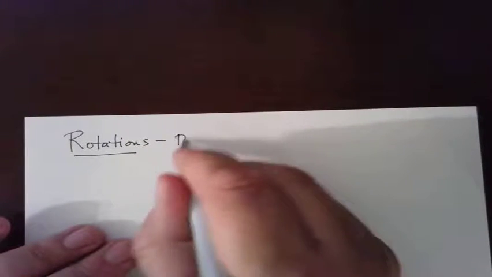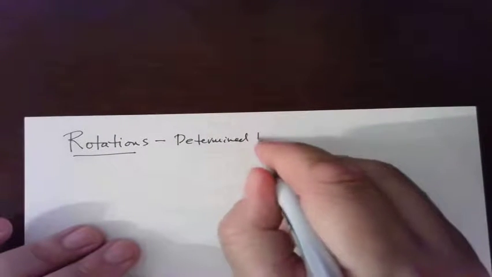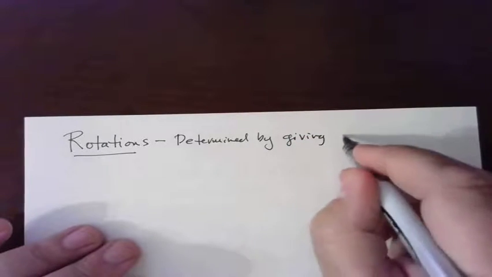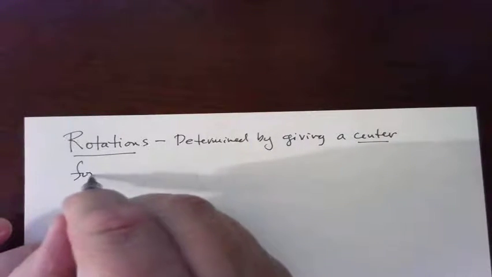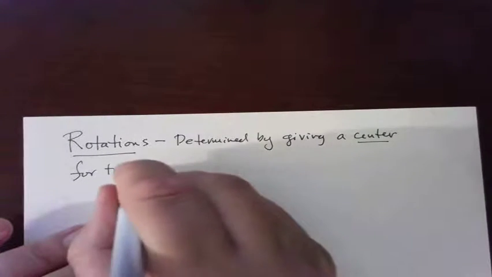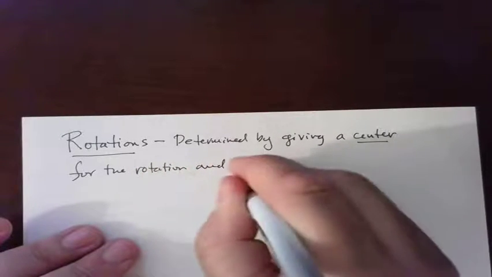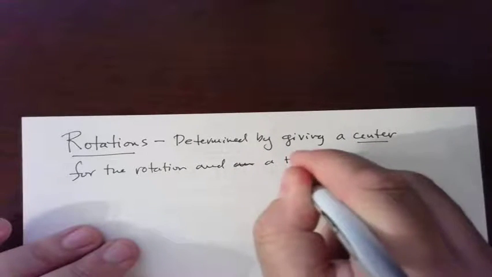So to perform a rotation, you're going to need to know two things. First, you're going to need to know where that center is. So that'll be a point. I usually will call that you rotate it around that point. And then the other thing you need to know is how far to turn it. And that's going to be a number of degrees.